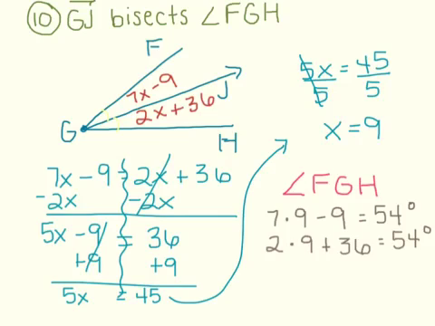And then if I want the entire angle, I'm just going to add those 2 together. So 54 plus 54, and I'm going to find that that's 108 degrees total. Okay, so that's it for number 10. Let's move on to number 11.